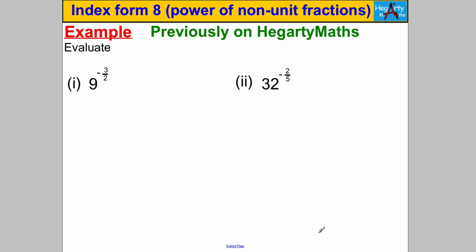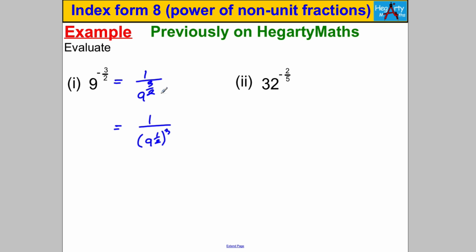Let's try some more. Pause and have a go. Now we're introducing the negative powers to revise the negative powers. Do you remember what negative power means? Well, 9 to the negative 3/2 means 1 over 9 to the positive 3/2. Okay? Now, what does that mean? Well, that means 1 over 9 to the half, all of that cubed.